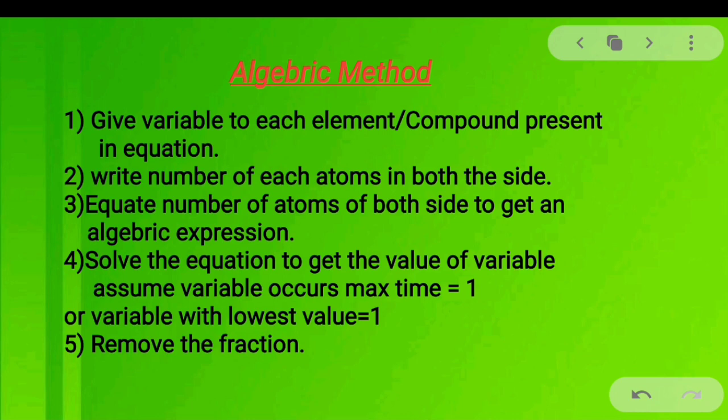Now, in the algebraic method, what are the steps? Give a variable to each element or compound present in the equation. Write the number of each atom on both sides. Equate the number of atoms on both sides to get an algebraic expression. Solve the equation to get the value of the variable. Assume the variable that occurs the maximum number of times is equal to 1. Now solve the equation and remove the fraction if present. You will get your answer. Now let us see the method.